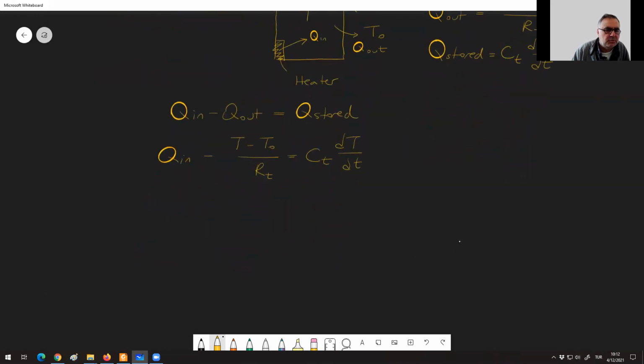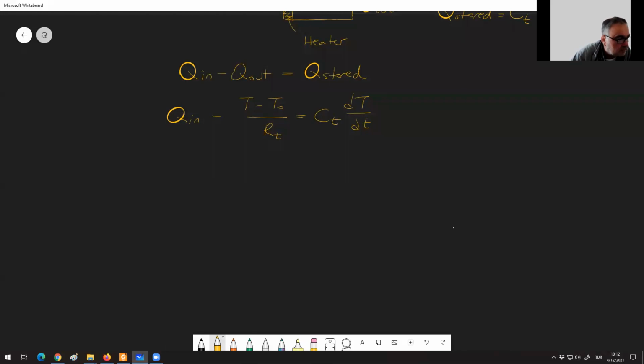Again collecting the terms, T, the temperature of the house, is equal to RT times Q in. Okay. So we have in this system two inputs, as you see. This is the heat input to the system. It raises the temperature.